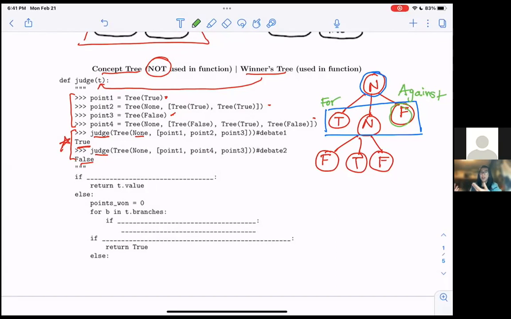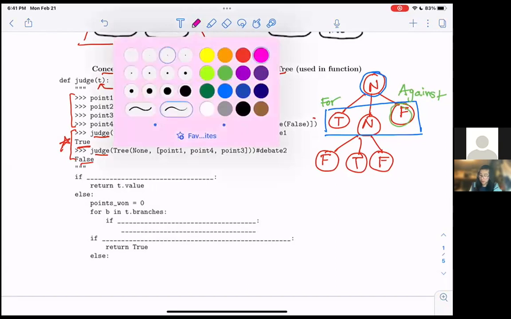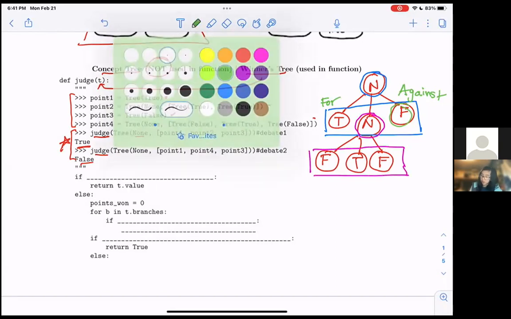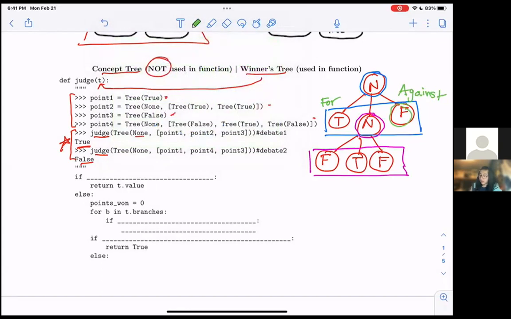We look at who has won a majority of the subpoints. So currently we're looking at this point, and we want to look at these subpoints. Okay, so the first subpoint is just a leaf. It's false, which means the against side won that subpoint. The second node is true, which means that the for side won that subpoint. And then finally, the third node is false, which means the against side won that subpoint.